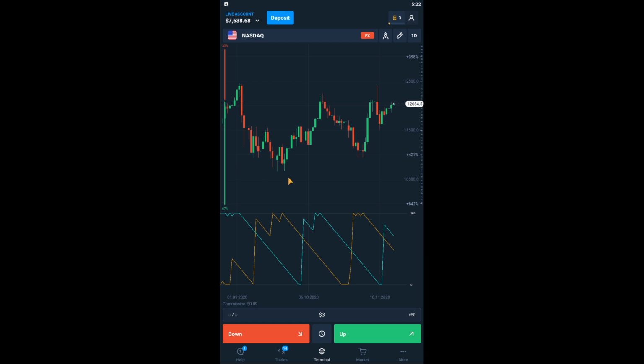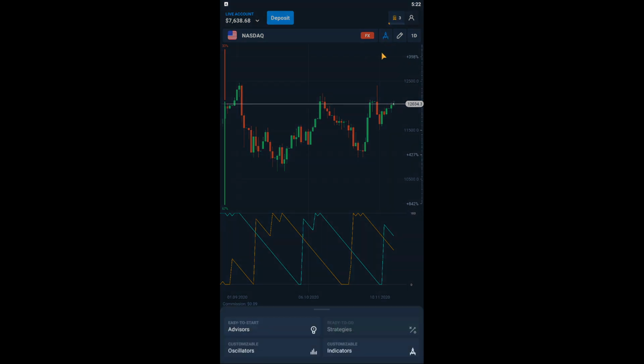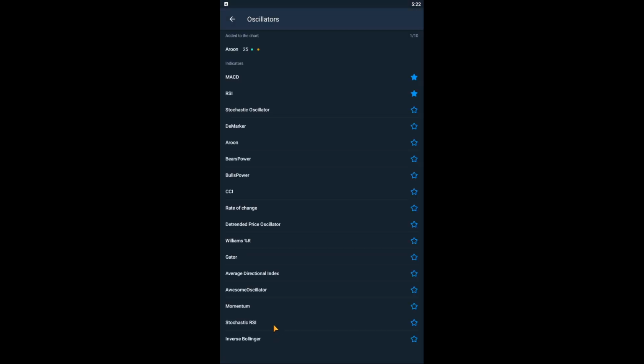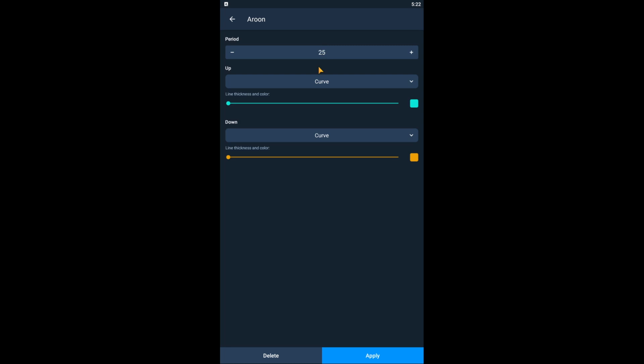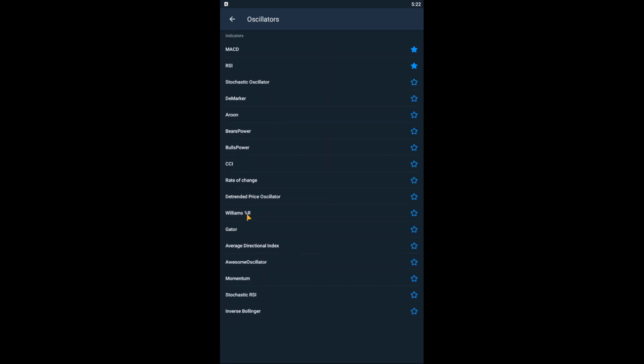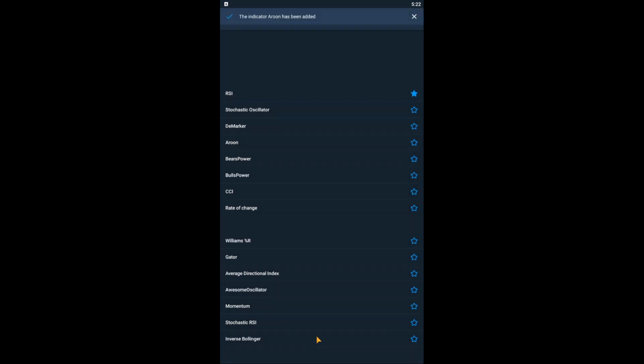Let's have a look at how this indicator looks on our graph and how we can put it on. So you guys can find it on the Android platform right here by clicking the indicator button, and then going down here to oscillators. Now, I have it on my graph. Let me delete it and then put it back on. So right here is the AROON indicator. We're going to go ahead and slap it on the graph.